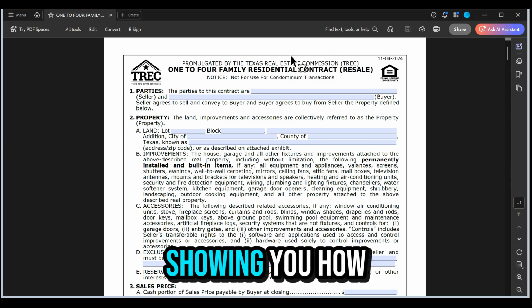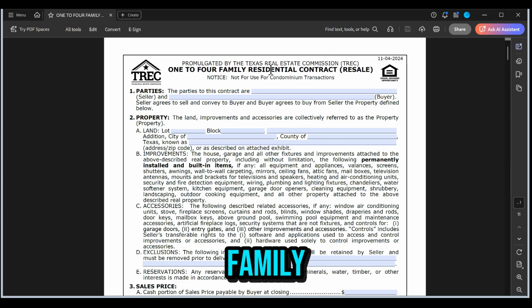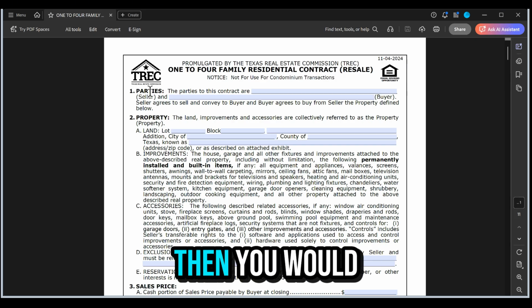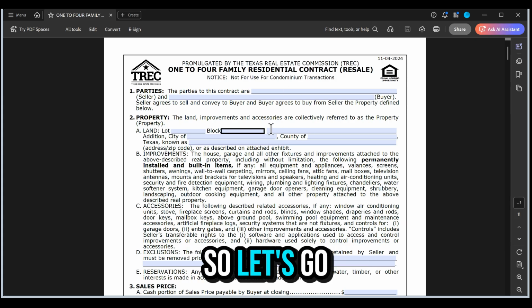Hey guys, today I'm going to be showing you how to read a 1 to 4 family Texas residential contract. If you are buying or selling a property and you're using a realtor, then you will be receiving one of these. So let's go through it real quick.